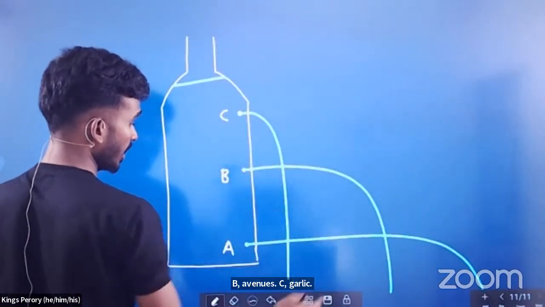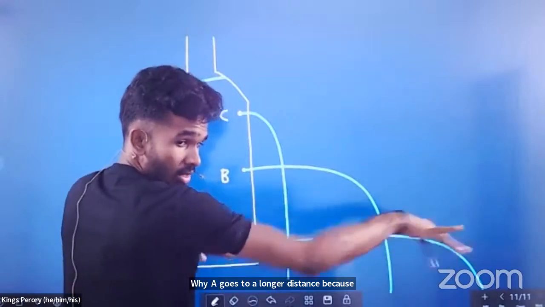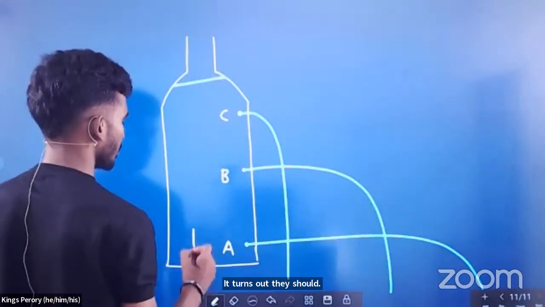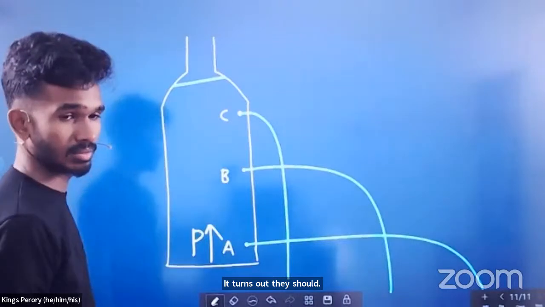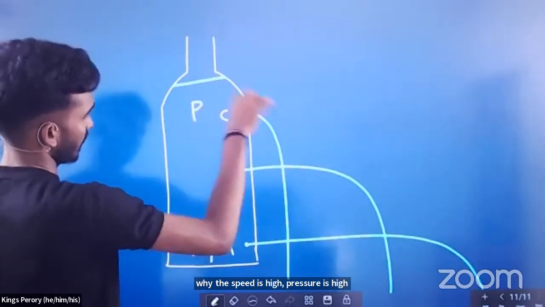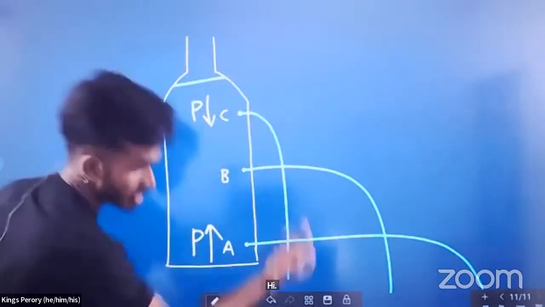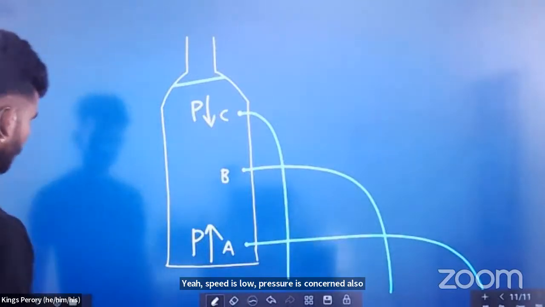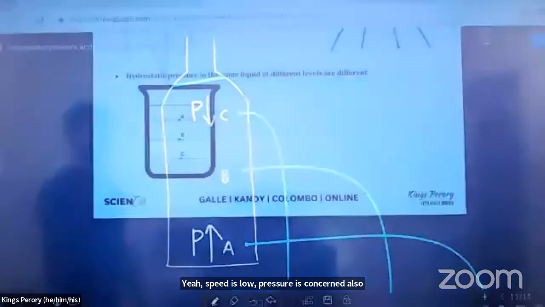Why does A go to a longer distance? Because the speed of the water coming out is very high. Why is the speed high? Pressure is high here. Here, speed is low because pressure is low. The level is constant also. That is given there.